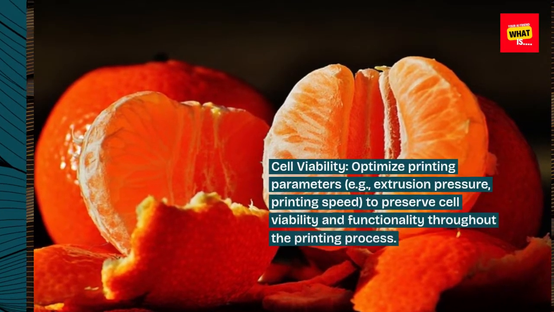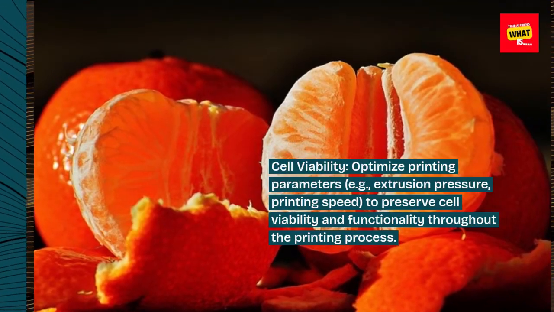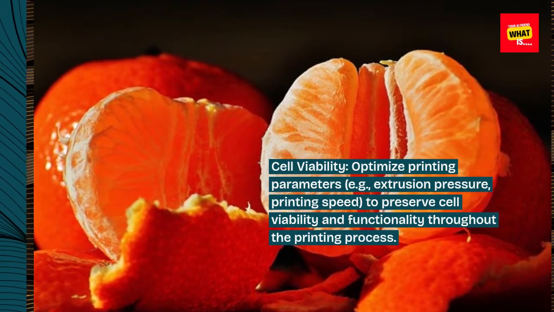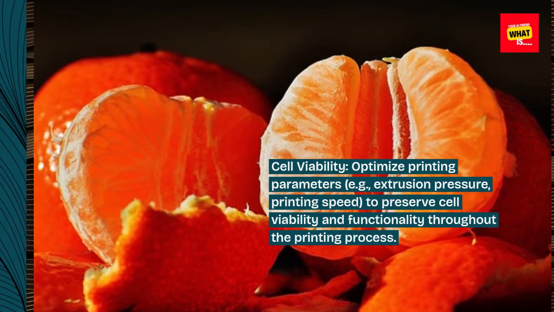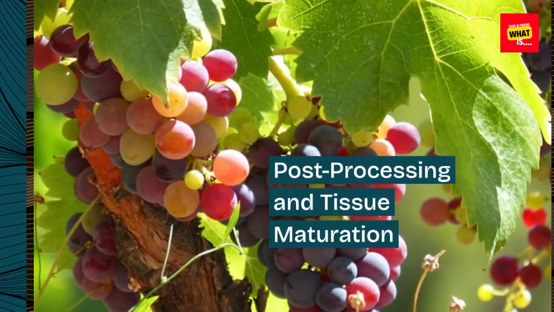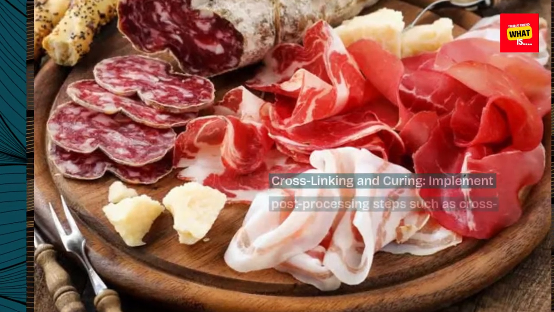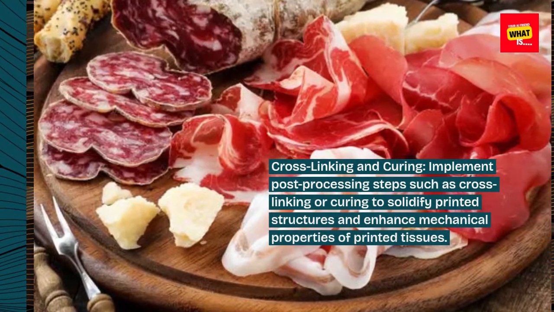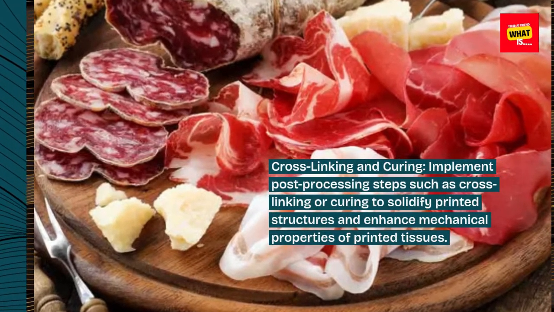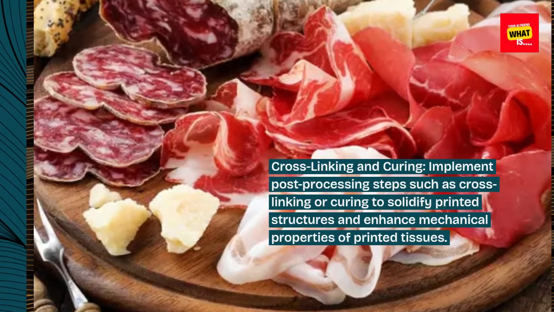Optimize printing parameters, e.g., extrusion pressure, printing speed, to preserve cell viability and functionality throughout the printing process. Post-processing and tissue maturation. Cross-linking and curing. Implement post-processing steps such as cross-linking or curing to solidify printed structures and enhance mechanical properties of printed tissues.